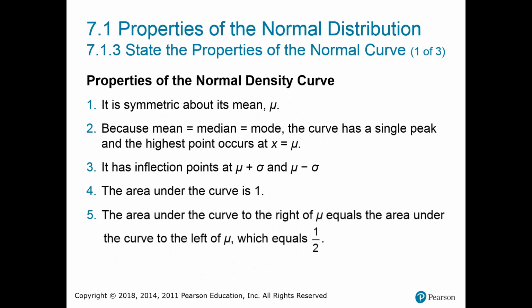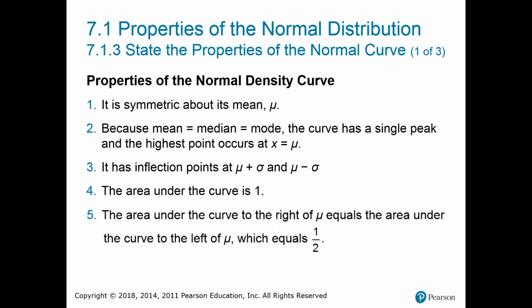So to recap some properties of the normal density curve. It's symmetric about its mean. Because mean equals median equals mode, the curve has a single peak, and the highest point occurs at that mean or median or mode. It has inflection points at 1 standard deviation above and below the mean. The area under the curve is 1.